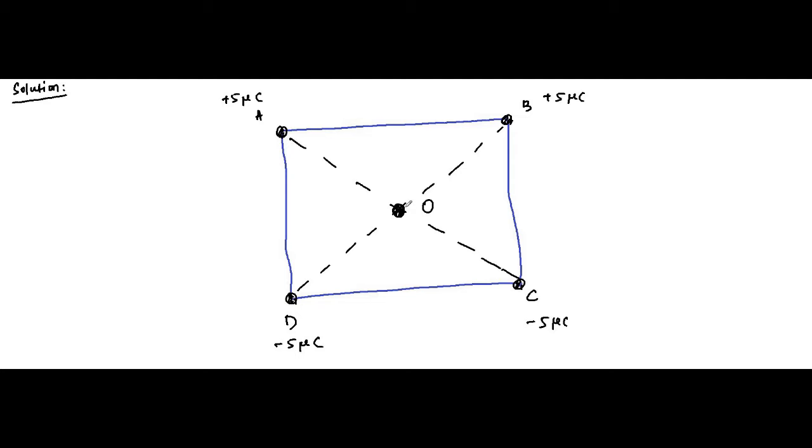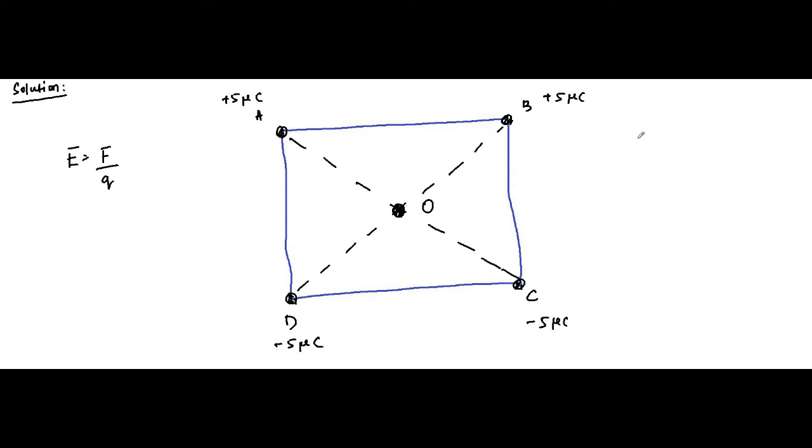Okay, so let us imagine that we have a unit test charge placed here. A unit test charge means 1 coulomb, we'll consider that. That is the whole principle of calculation of electric field. We assume that there is a unit positive test charge, and then on the basis of that we calculate the electric field, which is E equals F by Q, that unit positive test charge.